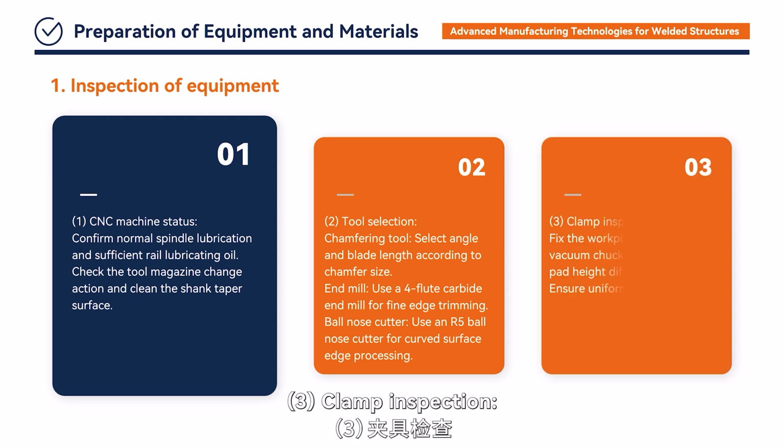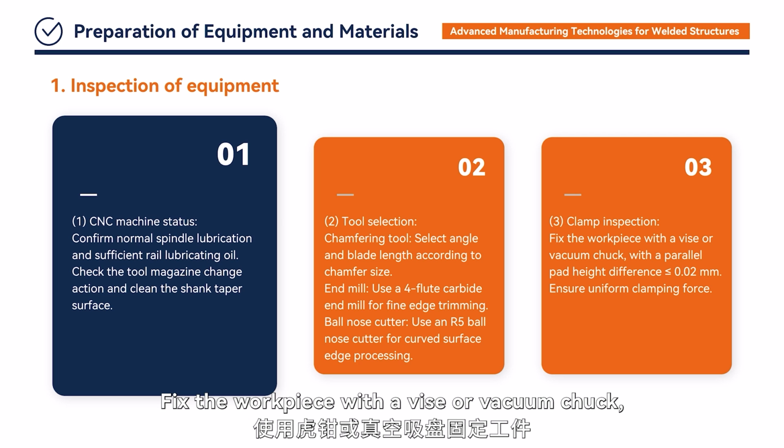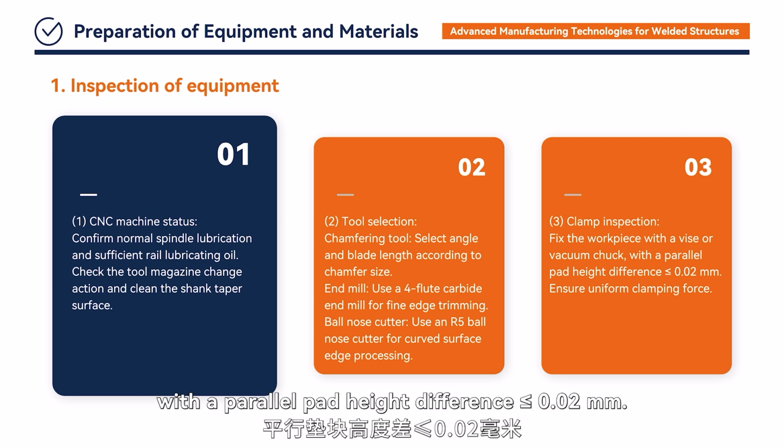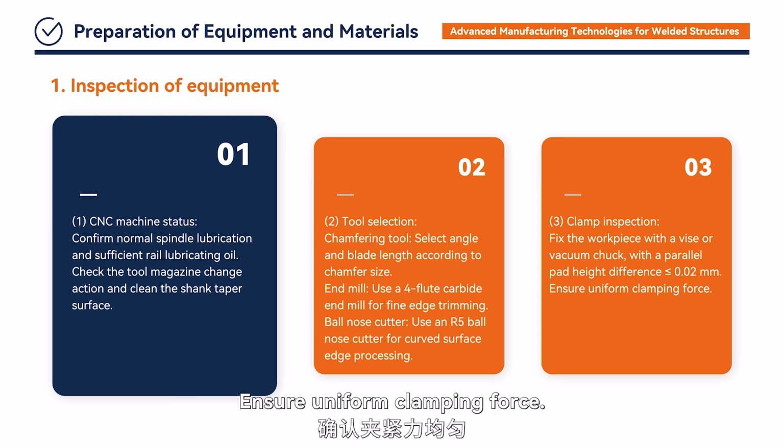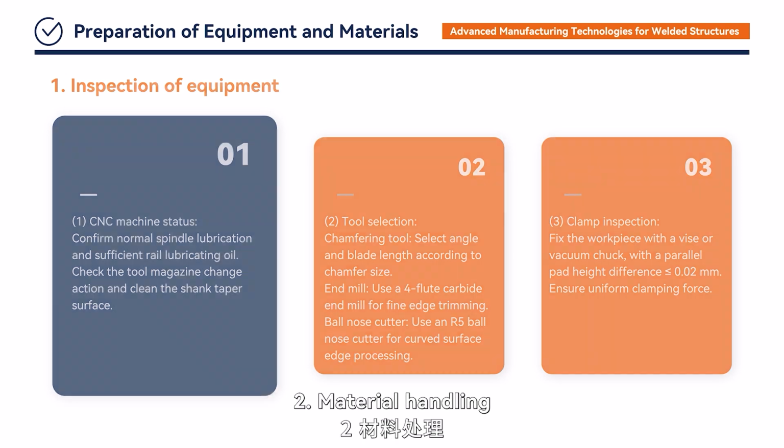3. Clamp inspection. Fix the workpiece with a vise or vacuum chuck with a parallel pad height difference less than or equal to 0.02 millimeters. Ensure uniform clamping force.